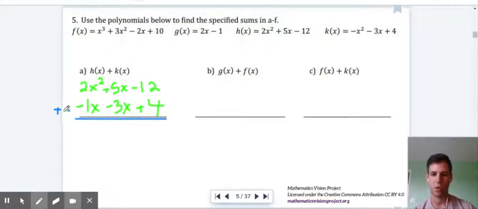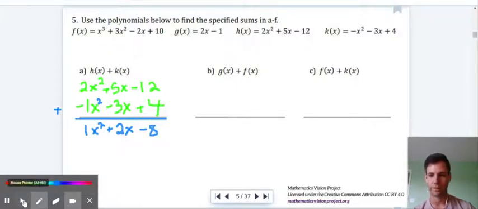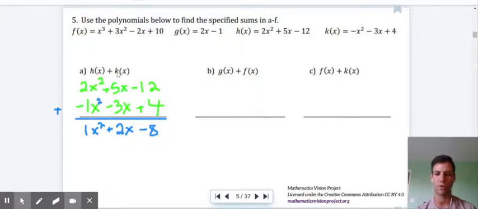And so we do 2 plus negative 1 is equal to 1x squared. And then we have 5 plus negative 3, which is equal to 2x. And then we have negative 12 plus 4 would be equal to negative 8. So now we've walked through those, and that one was more straightforward because it has everything perfectly lined up.